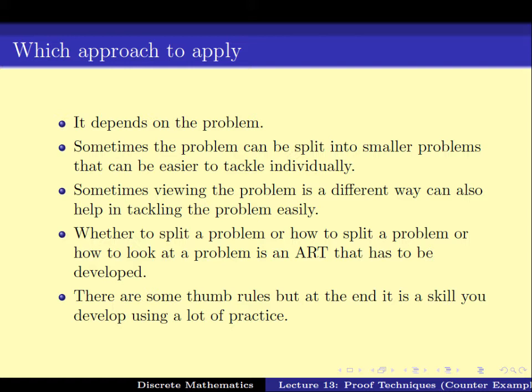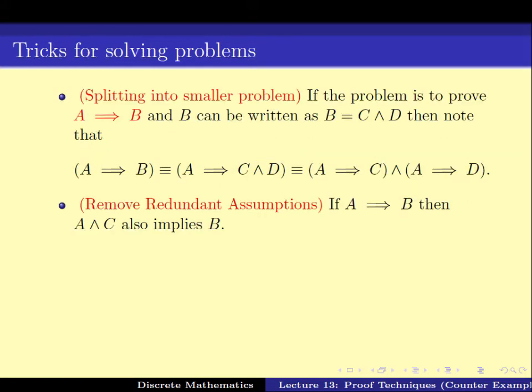We also looked at some simple techniques of how to split the problem into smaller cases. In particular, we looked at the following two techniques. First of all, if B can be written as C and D, then proving A implies B is the same as proving A implies C and A implies D. And in this case, one can split the problem of proving A implies B into these two parts, A implies C and A implies D.